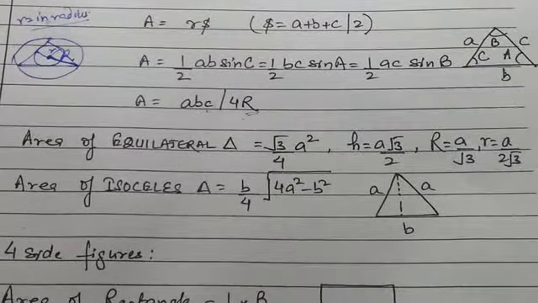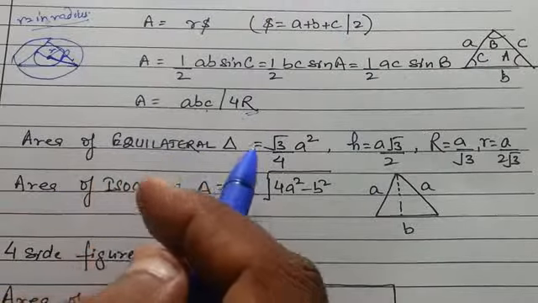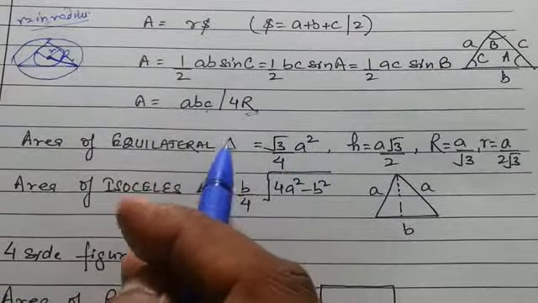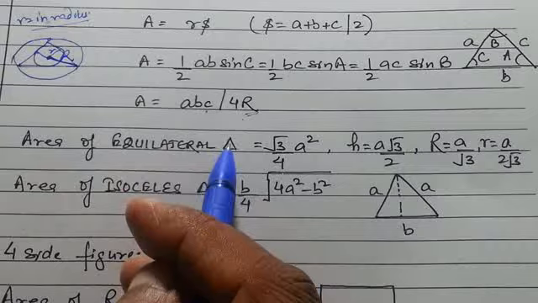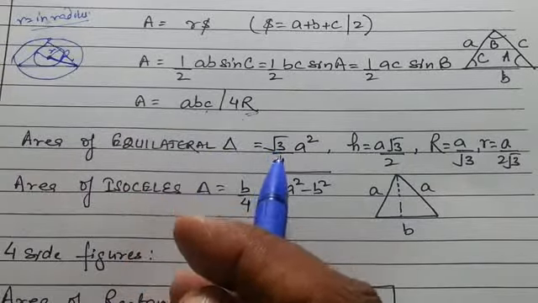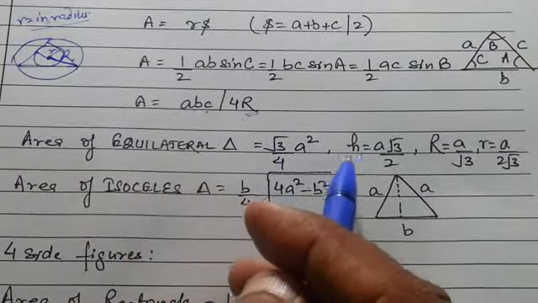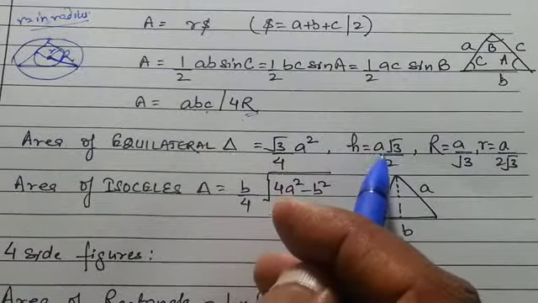Then area of equilateral triangle. So area of equilateral triangle is equal to under root 3 upon 4 a square. Equilateral triangle means all the sides are equal, a equals b equals c. So it is equal to under root 3 upon 4 a square and the height is equal to half a root 3.